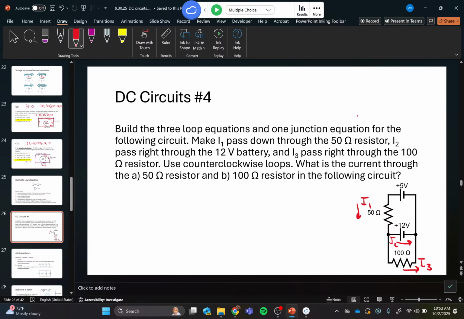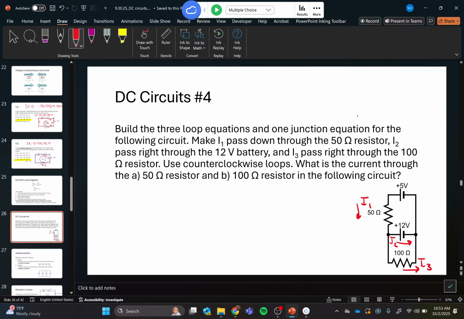No. When you do the math, if one of these is wrong, and I'll tell you I1 is technically wrong, the math would actually get you a negative. And it will get you a negative when you solve for it in this problem. What does that mean? It's not going down there, it's going up. And that's fine. It fixes itself.